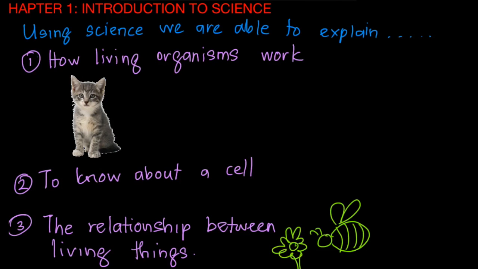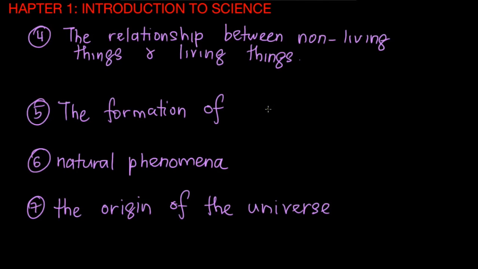Moving along, the relationship between non-living things and living things. For example, the relationship between air and human beings, the relationship between water and plants. The fifth one, which is the formation of day and night. Natural phenomena, which is something we're going to look at later on, and the origin of the universe.